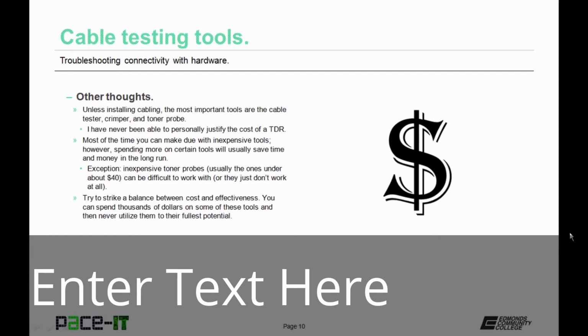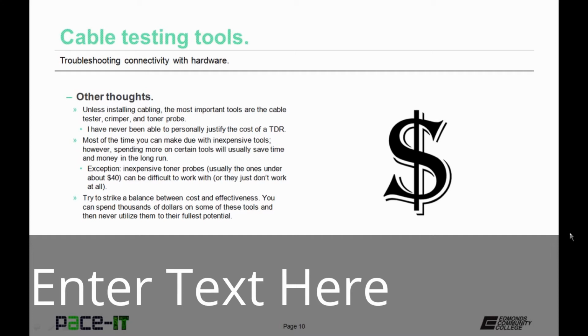Unless your job entails mostly installing cabling, the most important tools are the cable tester, crimper, and toner probes. Personally, I have never been able to justify the cost of a TDR. I have used them, but I've rented them instead of purchased them. Most of the time, you can make do with inexpensive tools. However, spending more on certain tools will usually save time and money in the long run.